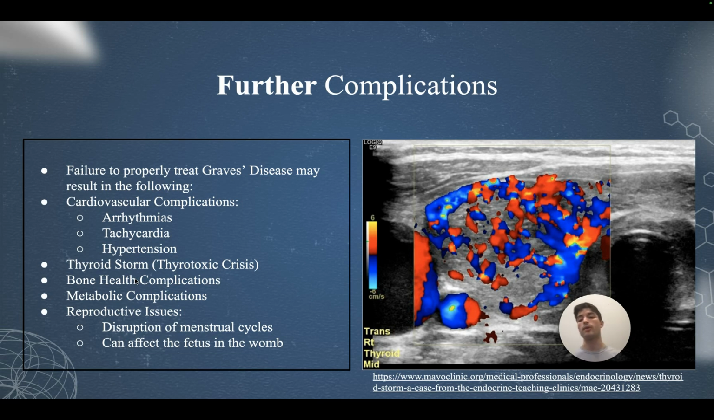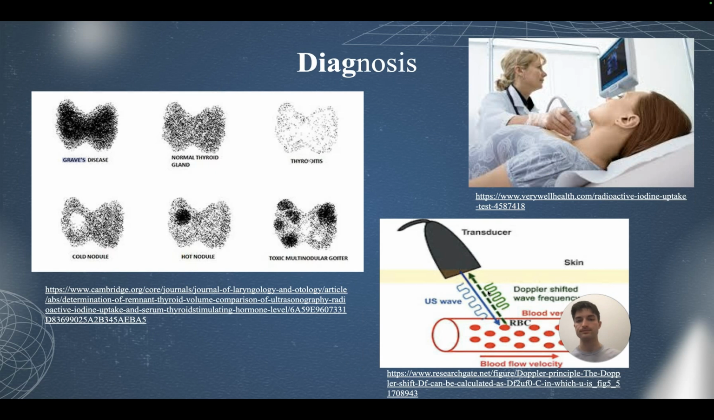You can also have several metabolic complications, and bone health complications resulting in osteoporosis, decreased bone density. Reproductive issues, especially for women, in rare cases can result in infertility, often disruption of menstrual cycles, and it can carry over to a child in the womb via things like preeclampsia, preterm birth, and low birth weight. And so here we just have an image of that thyrotoxic crisis, which is a hallmark of the disease, and physicians can use these images to diagnose.